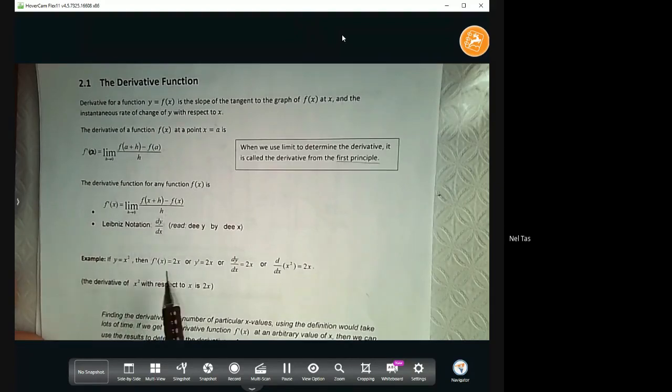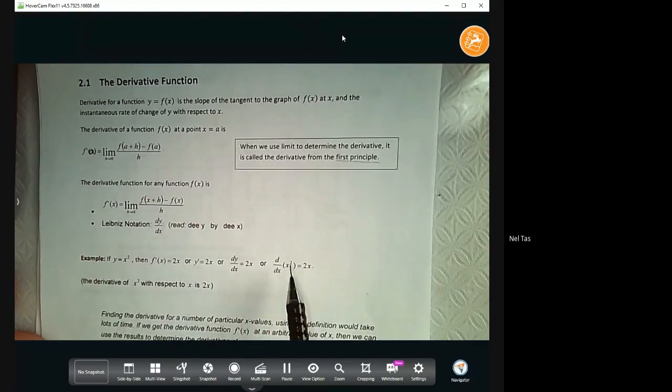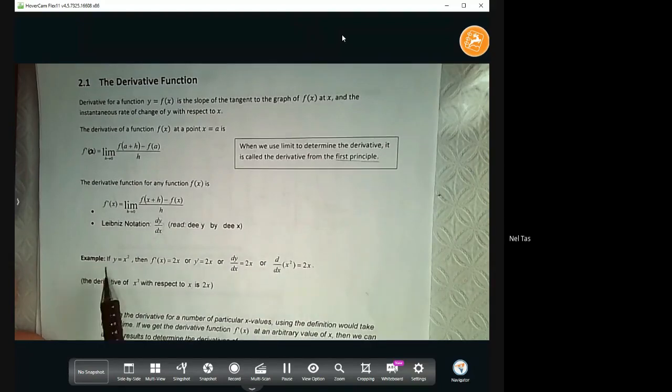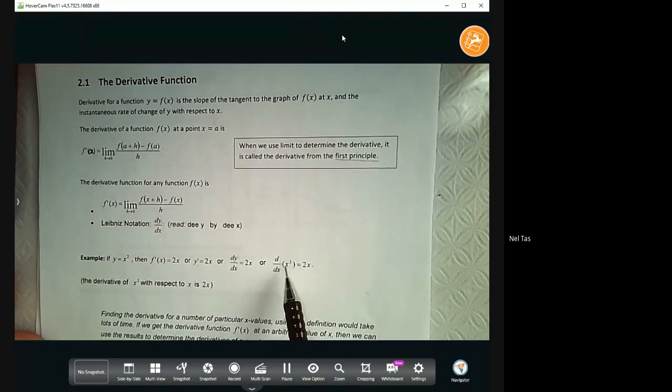We also use another notation, y prime, which means the same thing, derivative function. Also, with the Leibniz notation, this could be used. Let's say you have y equals x squared. The derivative function could be written as d of x squared by dx. Instead of y in dy by dx, we replace y by x squared because the function is x squared here.